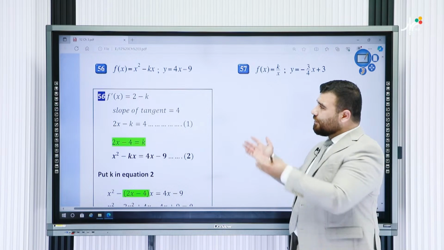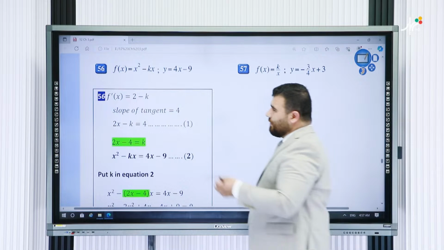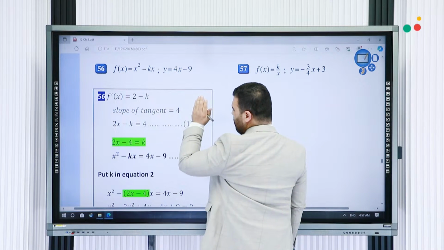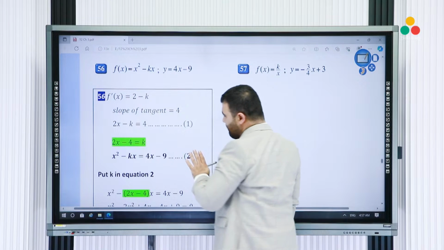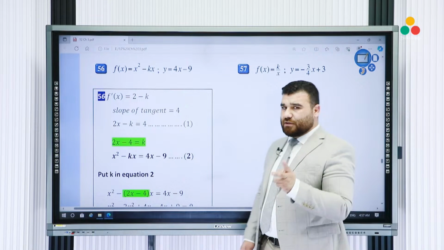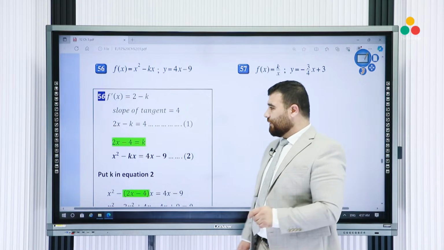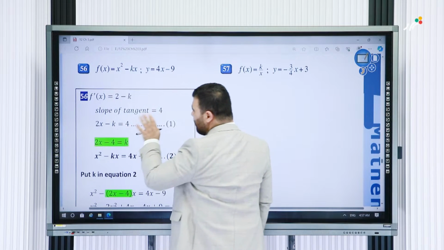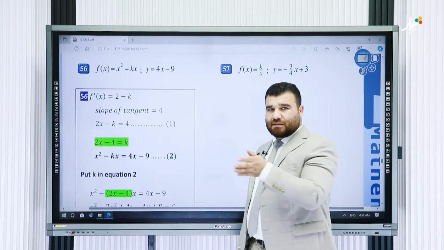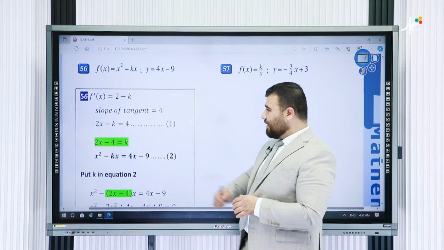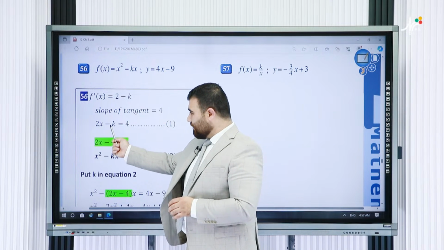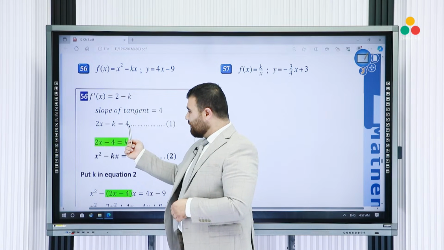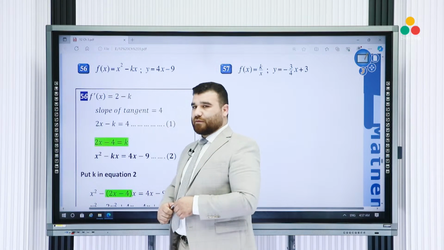Secondly, equate the equations. X squared minus kx equals 4x minus 9. This is equation 2. Now we are going to solve these two equations like a system. What do we do? Here in the first equation, make k or x alone. Which one is easier? Here, k is easier to be alone. Negative k goes to the other side, becomes positive k. Positive 4 goes to the other side, becomes negative 4.